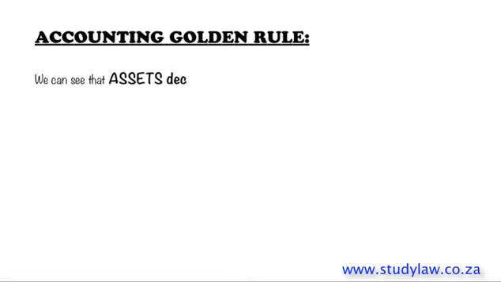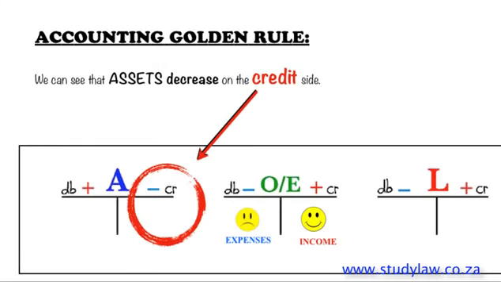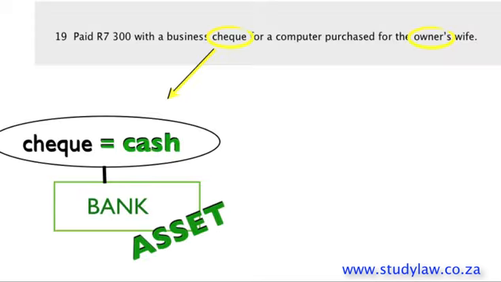If we look at the accounting golden rule, we can see that assets decrease on the credit side. Therefore, the account to be credited will be called bank. Bank is an asset and it is decreasing by 7,300. Let's look at our next keyword, owner.